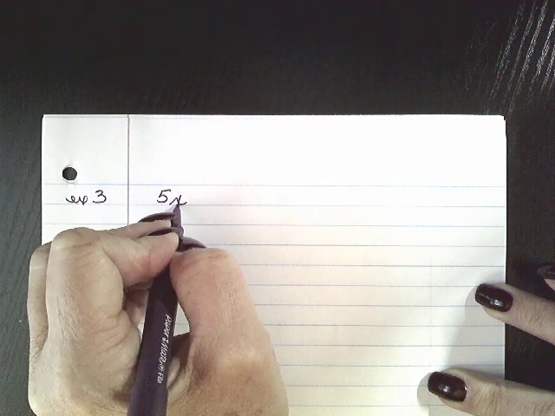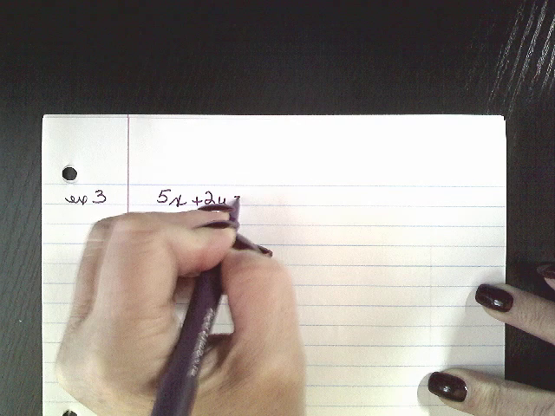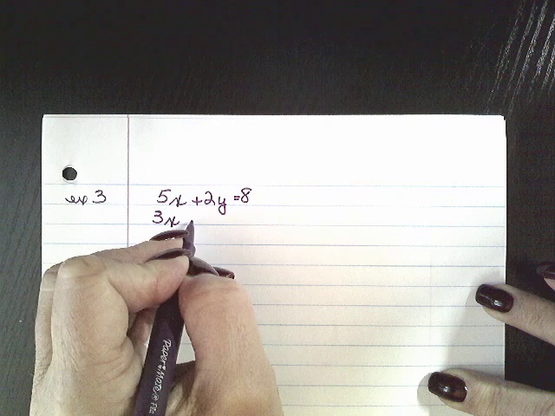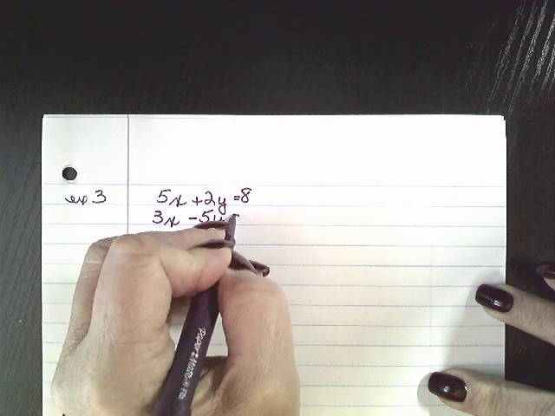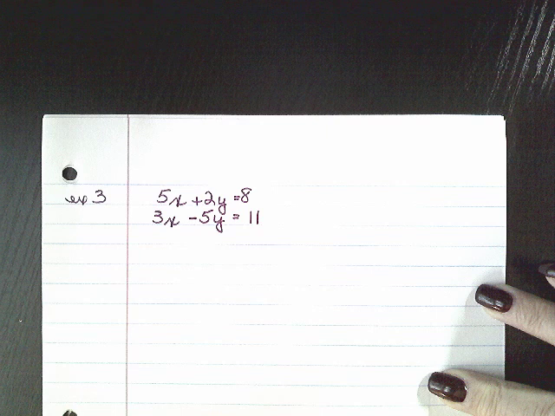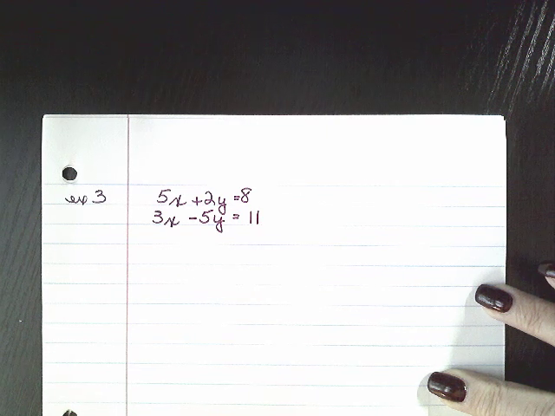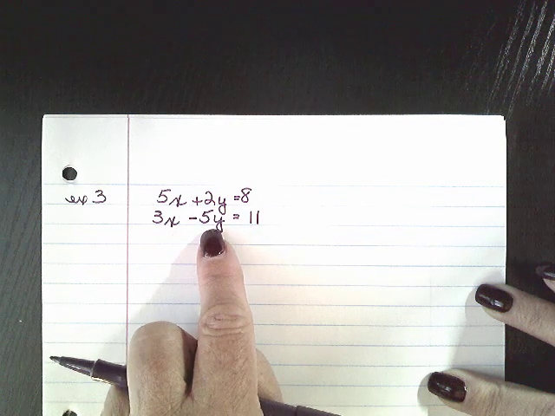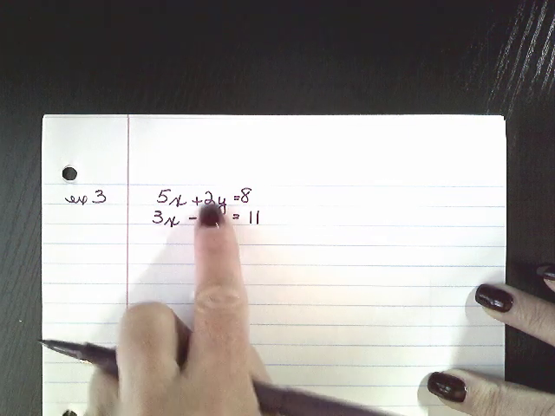So example 3, we've got 5x plus 2y is equal to 8. 3x minus 5y is equal to 11. All right, if I look at my x's, the coordinates are different. If I look at my y's, the coordinates are different. Okay, so we rule out that. Now I want to see, do I have either one of my variables that one is negative and one is positive? And that would be, yeah, my y's. One is positive and one is negative. So I can eliminate my y's.